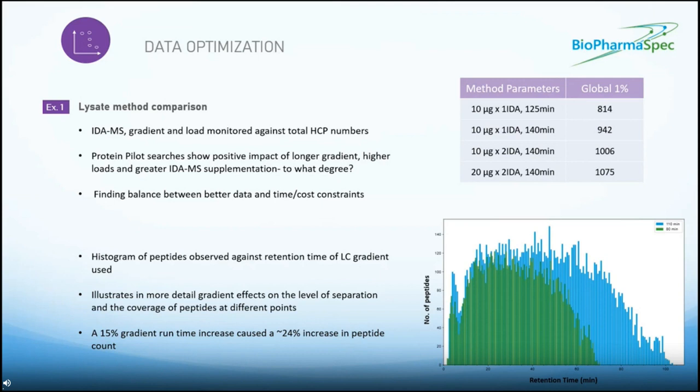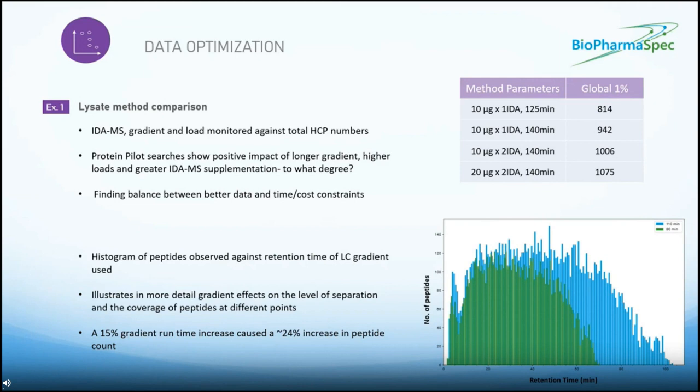coli standard lysate, where we show the relationships between the number of IDA-MS runs, the column load and LC gradient versus the number of HCPs found. So you can see there is a steady increase in the protein yield as more data is accumulated and processed by the software. So in this case, doubling the protein load on the column or doubling the repeats had a less significant impact than increasing the gradient runtime, which was approximately 15% longer.